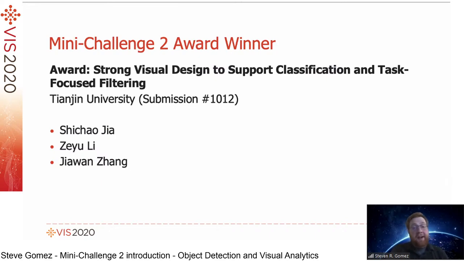So to get us started on the talks, we had one award winner and two honorable mention awards. And we're going to start with the award winner. This was an excellent submission. We're going to hear a talk by Shichao in a second from Tianjin University. And we decided to award them for having a strong visual design to support classification and task-focused filtering. So there were a lot of really creative ideas in their solution. And we're going to go to the video momentarily.